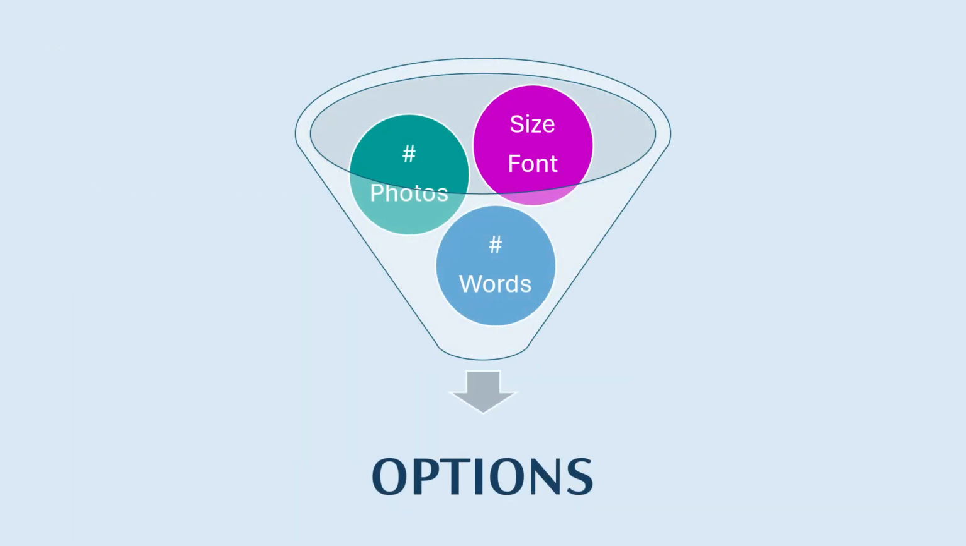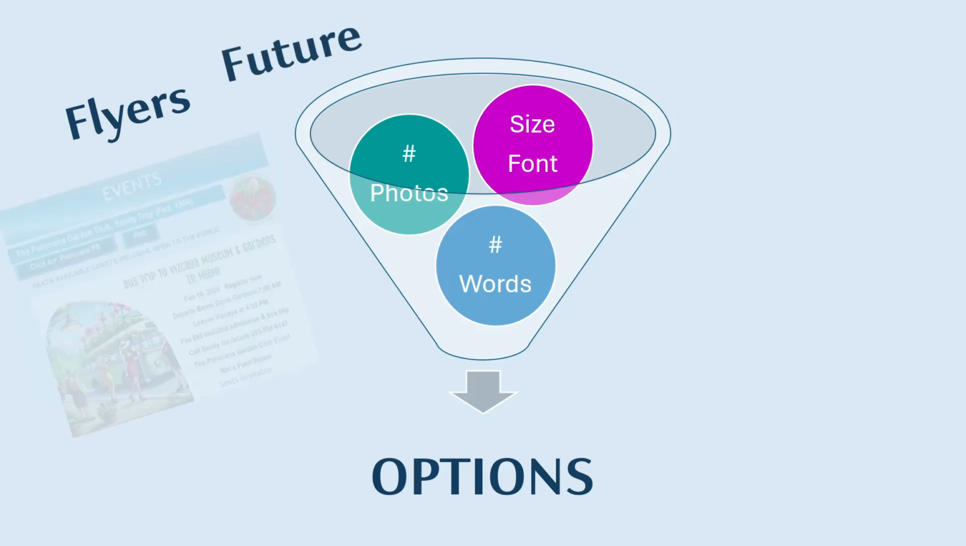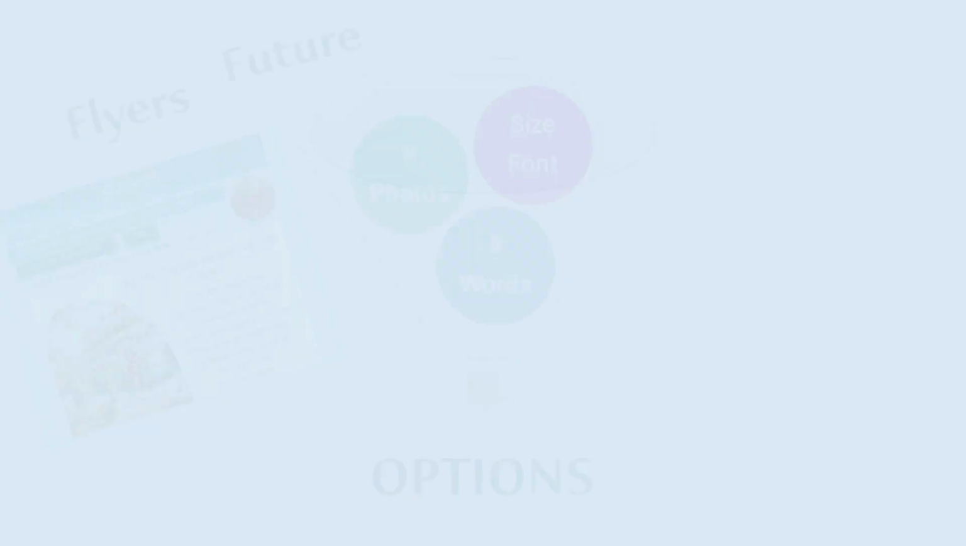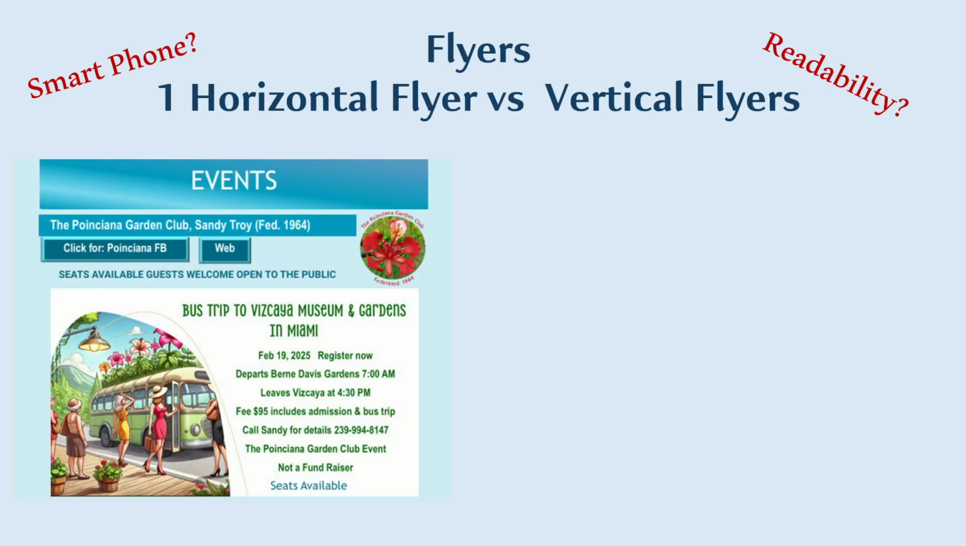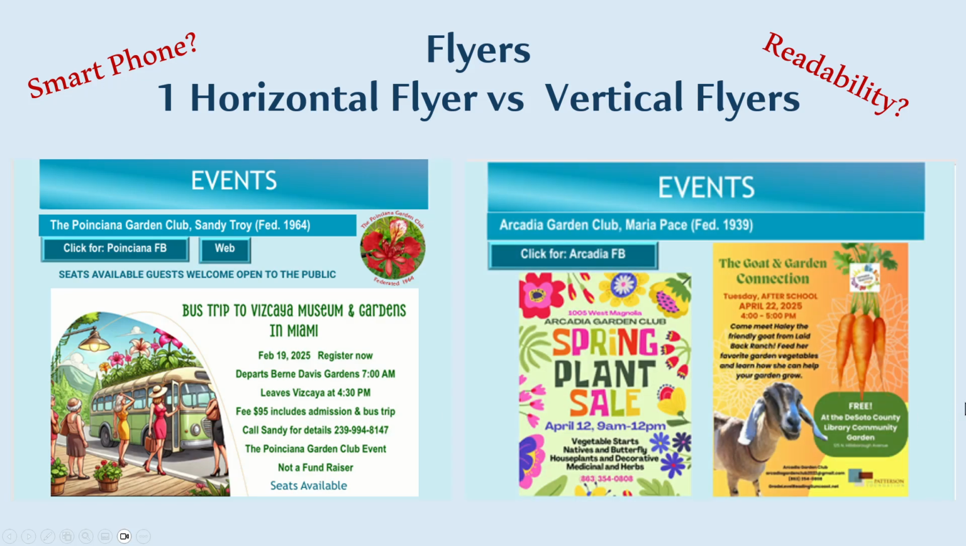Let's take a look at the number of photos, the amount of words, and how that influences size of font in flyers. And flyers are usually about future events. This is an example on the left side of a horizontal flyer on a half page. Horizontal, nice size font, easily visible on a smartphone without enlarging. On the right are 2 flyers. So this is 1 flyer for 1 event versus advertising 2 events, both on a half page.